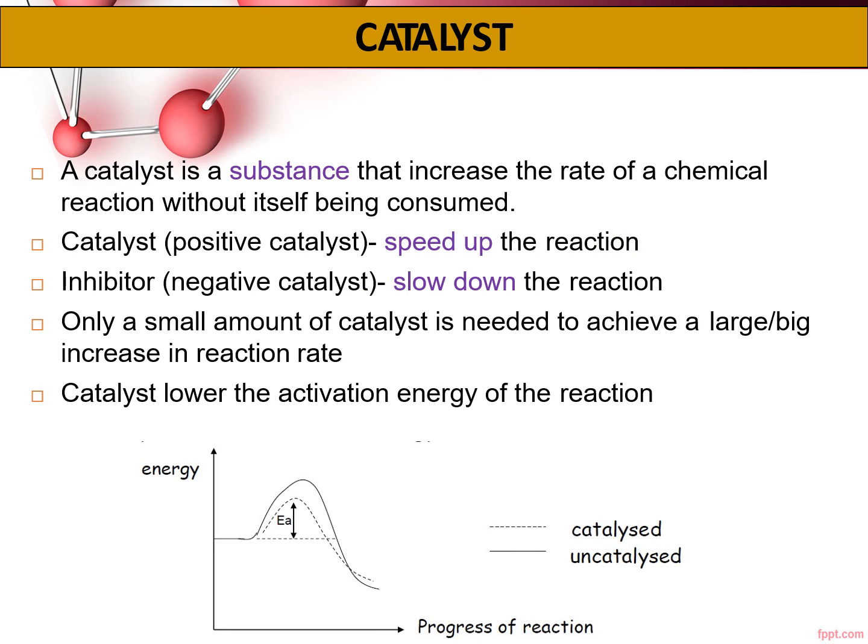We know the catalyst is a substance that increases the rate of reaction without itself being consumed. Catalyst can happen in two types. We have positive, which is going to speed up the reaction. But an inhibitor is a negative catalyst. Normally, the function is to slow down the reaction. Only a small amount of catalyst is needed in order to achieve a big jump in the reaction rate. Catalyst will lower down the activation energy. When you add the catalyst, it will lower down the activation energy. So what will happen? Your reaction will become much faster.